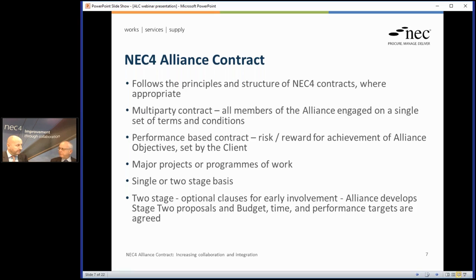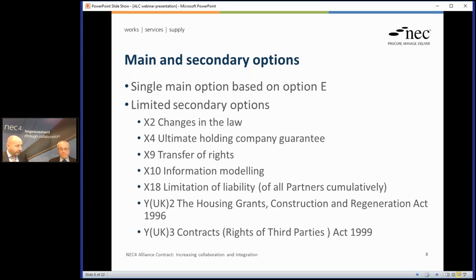Can you take us through a few of the details then, Ian? Okay, so in terms of the actual structure of the contract itself, it's based on a single main option, so we don't have a choice of main options. The view being that we feel that alliance primarily should be a cost reimbursable contract, albeit with a performance overlay that we'll discuss later. So it's an option E, cost reimbursable, defined cost plus fee based contract.